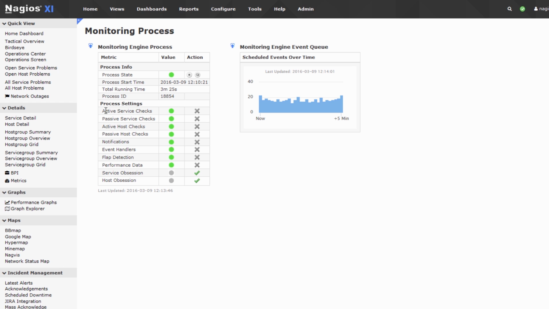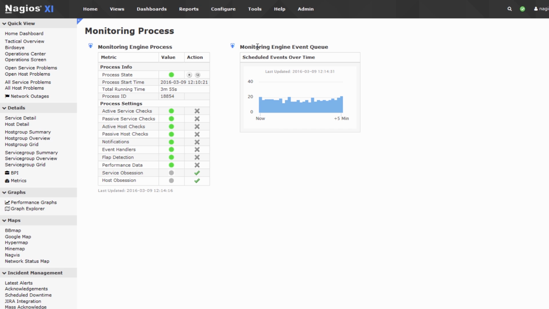Now we have process settings, so we can actually adjust settings regarding the Nagios process on the fly. So we can turn active service checks, for instance, off if we wanted to, notifications off if we're making some major changes to the system, event handlers off, flap detection, etc. All of these are toggleable in real time through this menu.